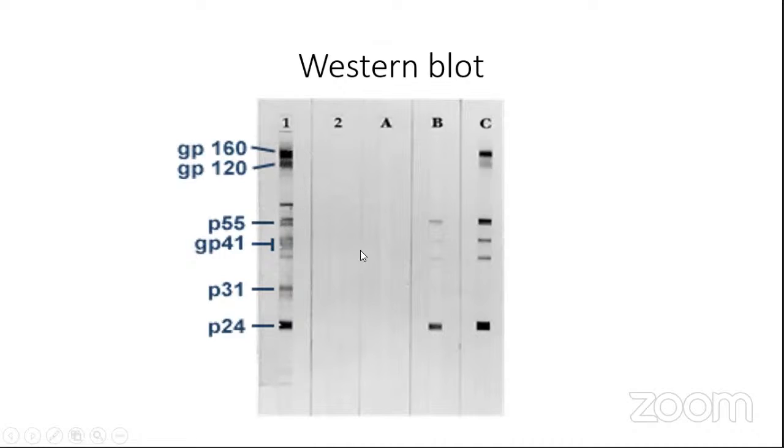This is the standard band, and here you can see the GP160, GP55 and P24. So this indicates it is positive. This is only P24 antigen. It is usually done for diagnosis of pediatric HIV patients. So this is how you diagnose using a Western blot technique.